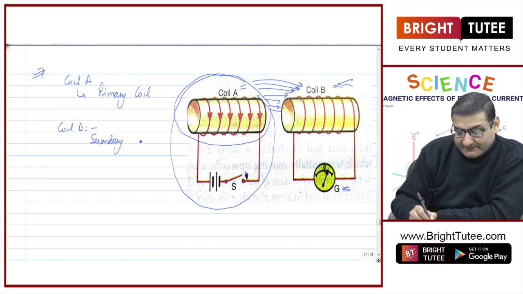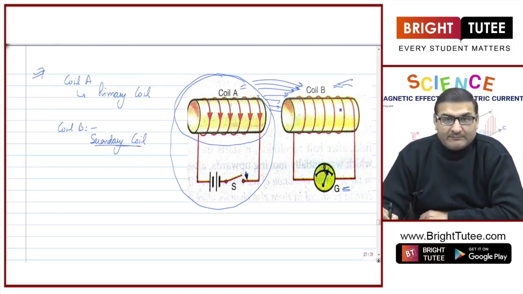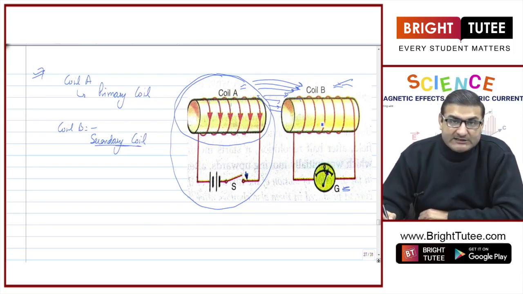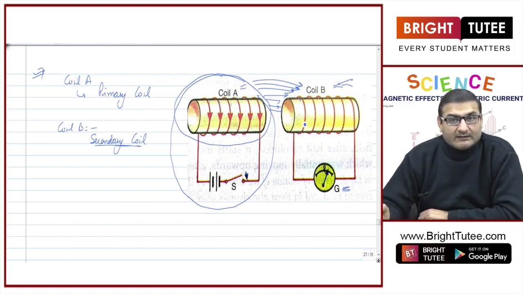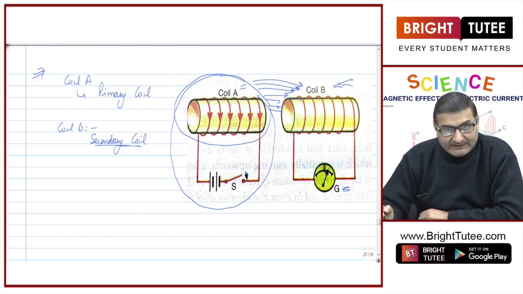So this activity shows us that current can be induced in a coil by changing the magnetic field around it. Got it? Fine. Primary coil and secondary coil.